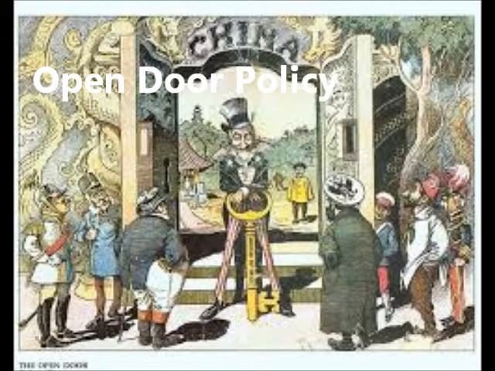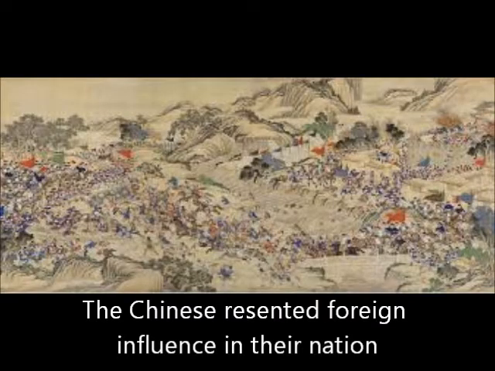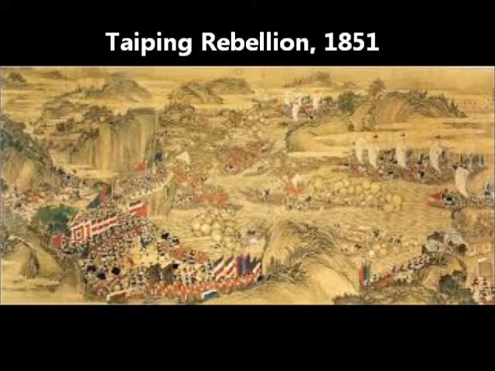would engage in some trade with the Chinese. The Chinese, however, resented all of this foreign influence in their nation, and there were many attempts by the Chinese to rid China of foreign influence. The most famous of these attempts was perhaps the Taiping Rebellion, which was an uprising of peasants beginning in 1851. Over the course of 14 years, over 20 million Chinese peasants died. The Qing dynasty crushed this opposition with force, allowing foreign influence to continue.